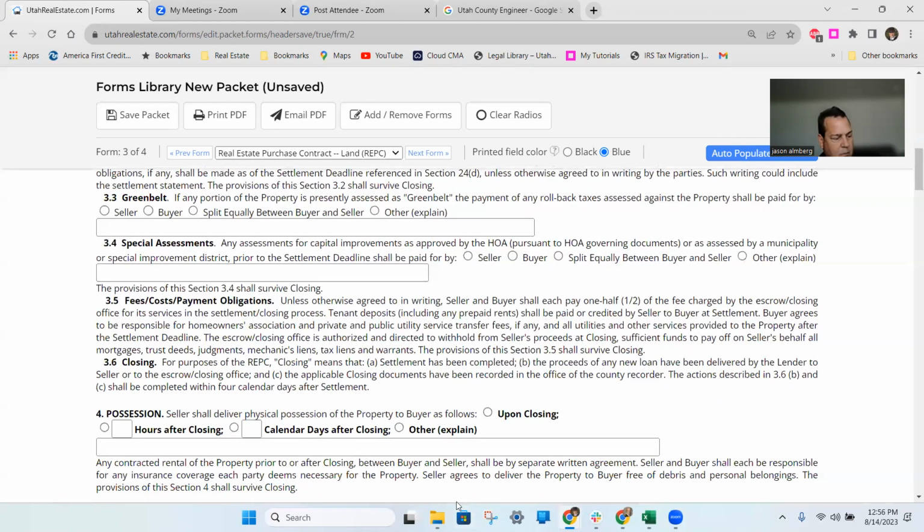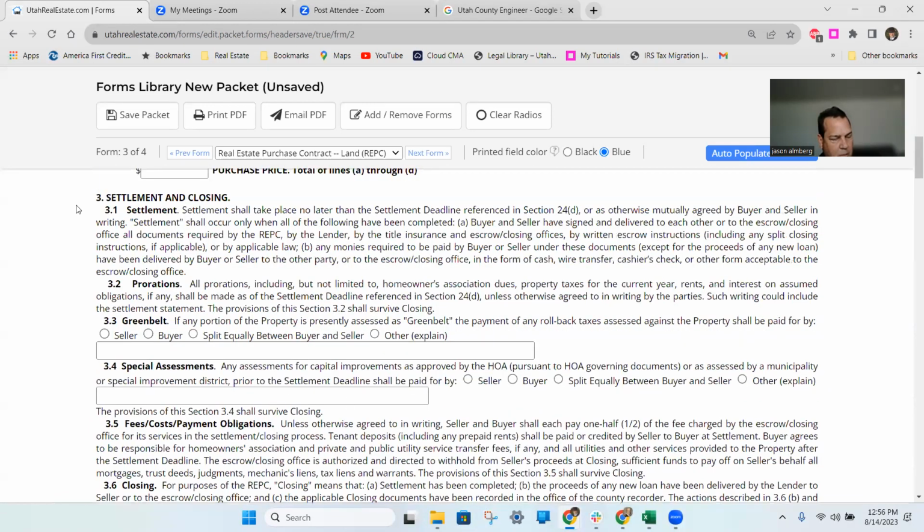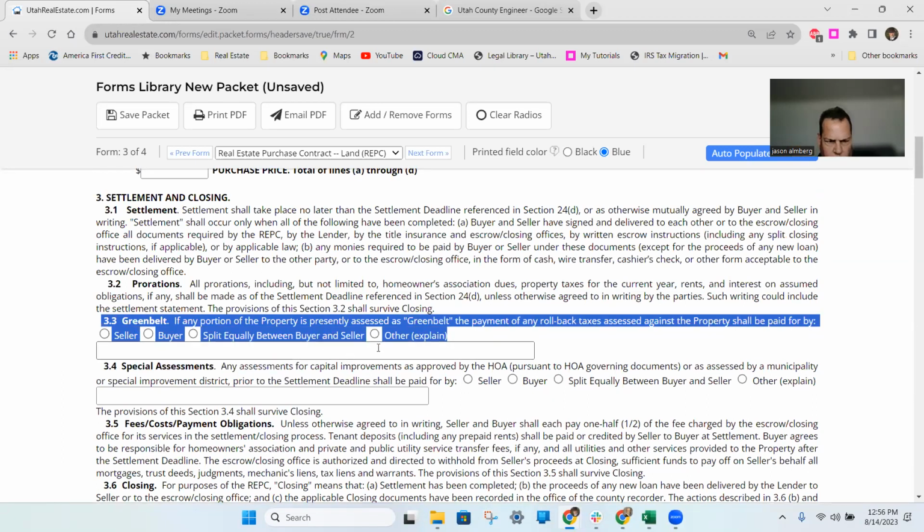A lot of the rest of this is going to look fairly familiar in terms of settlement proration. The important one right here to pay attention to is if the property has been listed as greenbelt in the past. Doug, you ever heard that term before? Greenbelt, I have. What does it mean?